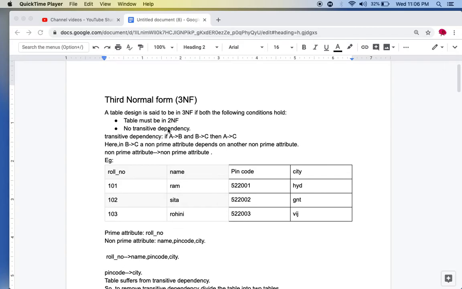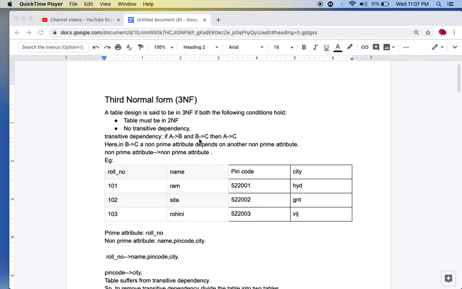Then what is transitive dependency? If A determines B and B determines C, then A determines C. This is called transitive dependency. Here, the right side attribute is called a non-prime attribute. The left side attribute is called a prime attribute. Therefore, the non-prime attribute depends on the prime attribute. B is non-prime, A is prime.